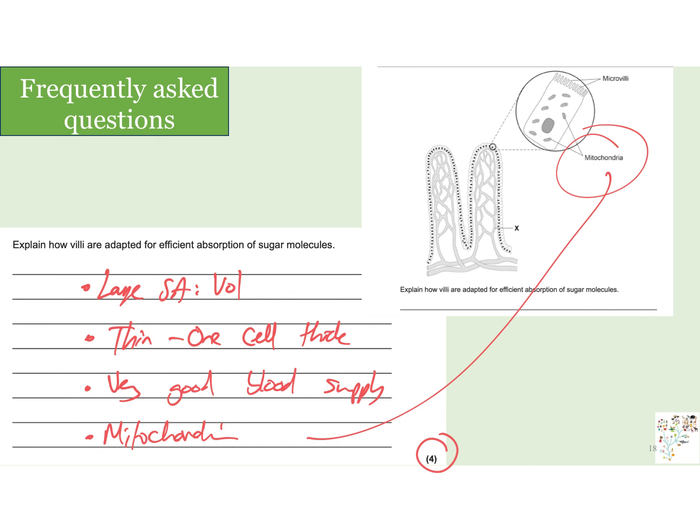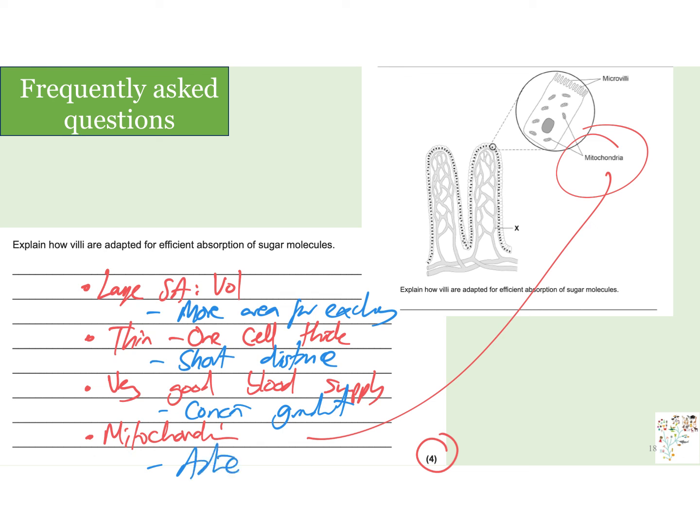So that's my description. Explain: large surface area to volume ratio means there's going to be more area for exchange. 1 cell thick means it has a short distance. A very good blood supply maintains the concentration gradient. And the mitochondria mean I can carry out active transport.